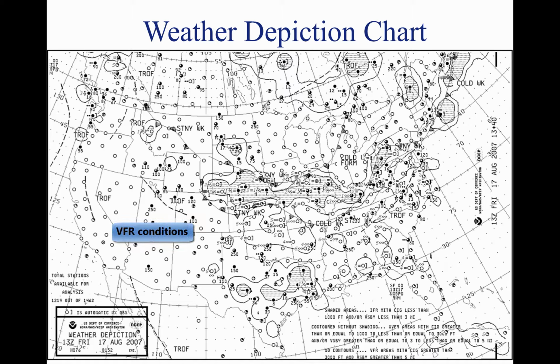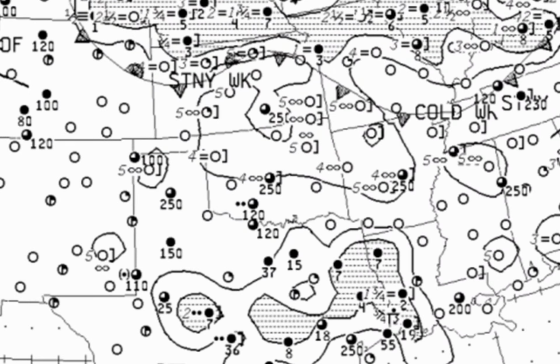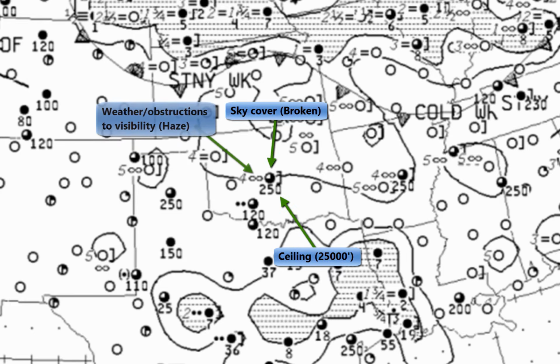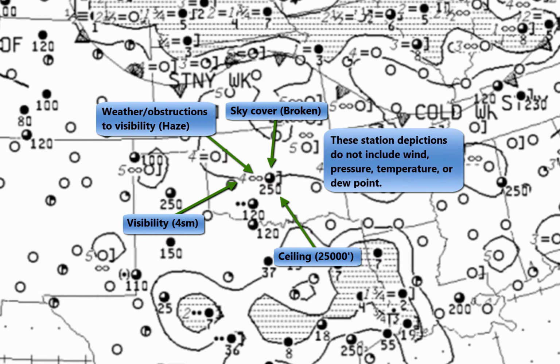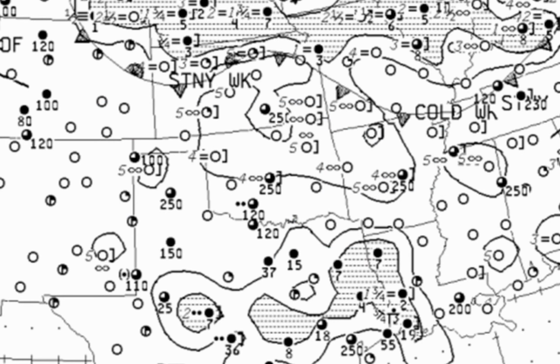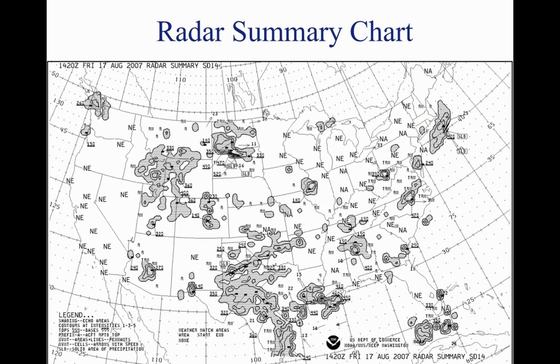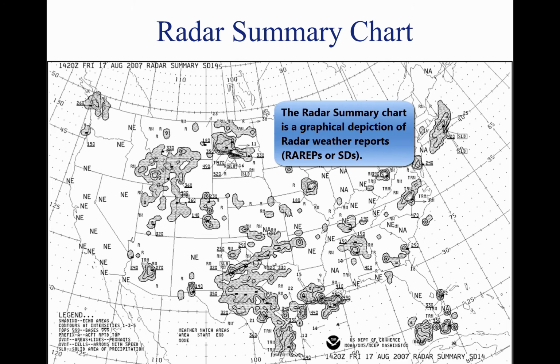Weather depiction charts show a modified station model that provides sky conditions in the form of total sky cover, cloud height or ceiling, weather and obstructions to visibility, but does not include wind or pressure readings like the surface analysis chart. A bracket symbol to the right of the station indicates the observation was made by an automated station. A radar summary chart is a graphically depicted collection of radar weather reports, SDs.